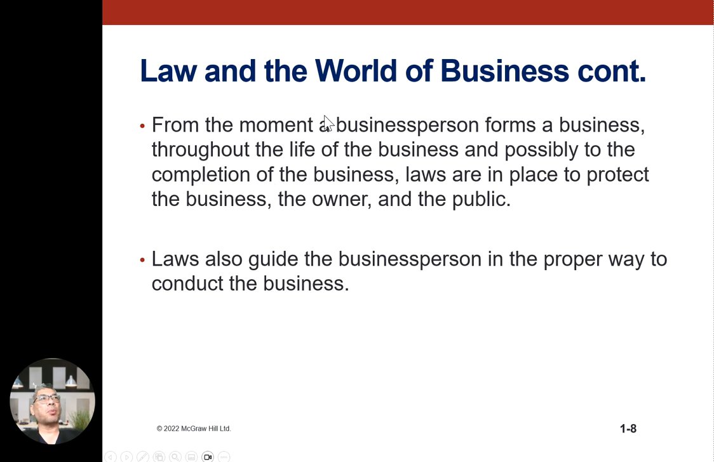From the moment a business person forms a business, throughout the life of the business, possibly to the completion of the business, laws are in place to protect the business and the owner as well as the public. The laws guide the person in the proper way to conduct the business.